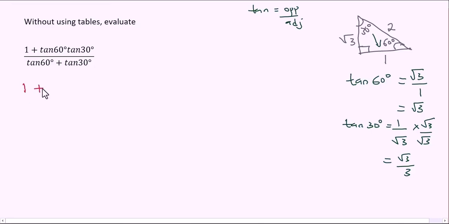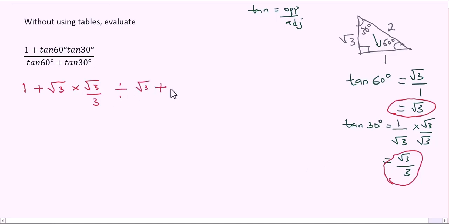1 plus, what is tan 60? Tan 60 is root 3. We just did that here. And then multiply by tan 30. So 3 over 3 divided by tan 60 is root 3 plus tan 30 is root 3 over 3. From this very point, 1 plus root 3 multiplied by root 3 gives us 3 and over 3 divided by, solving this fraction, we can have, okay, let me use this simple method, over 1.